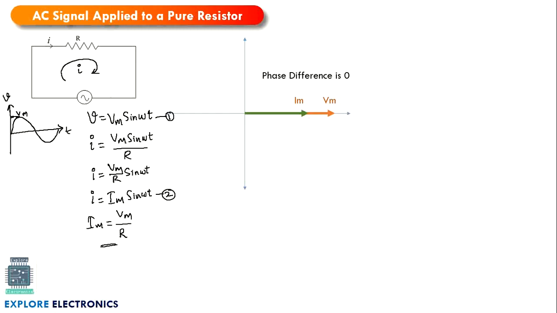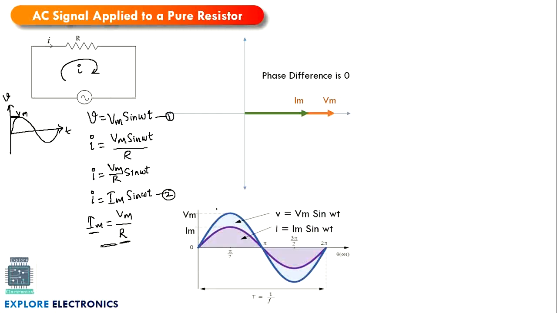Why? Because Vm is the maximum value of the voltage we are applying, and Im is Vm divided by the value of R. That's why we can clearly observe the difference between the maximum values in this signal representation. This is the maximum value Vm of the voltage signal, and the second signal represents the current signal. The maximum value of current is Im, and we can calculate the power dissipation through this resistor.